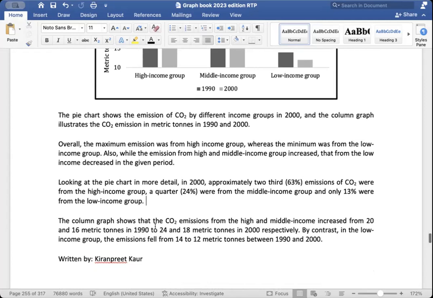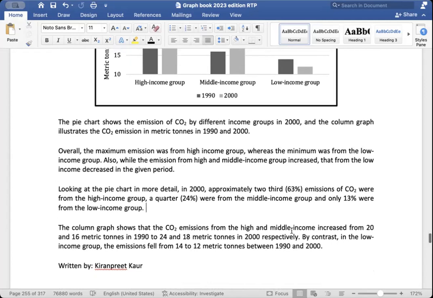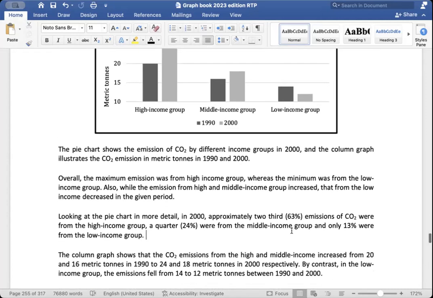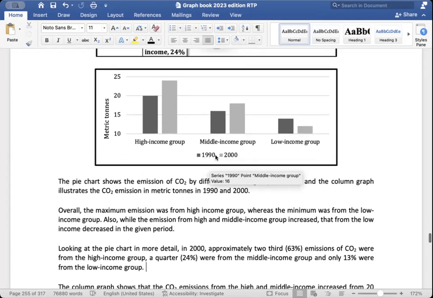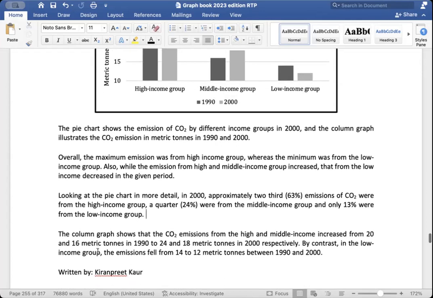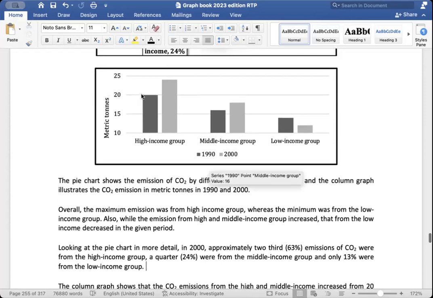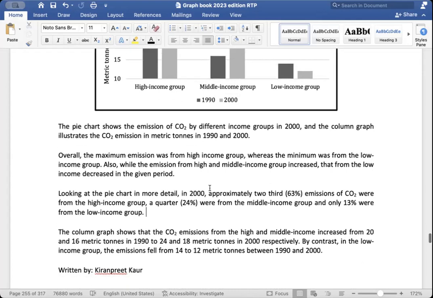The column graph shows that the CO2 emissions from the high and middle income group increased from 20 and 16 metric tons in 1990 to 24 and 18 metric tons in 2000. So this shows that emissions from high and middle income group increased from 20 and 16 metric tons in 1990 to 24 and 18 metric tons by 2000. Is that a clear statement? Yes, ma'am.